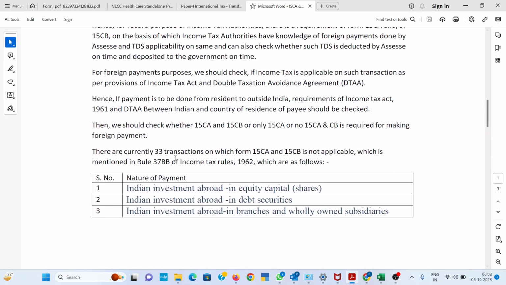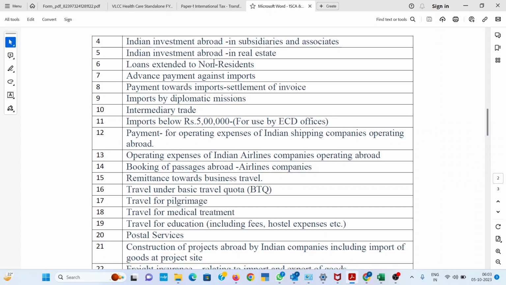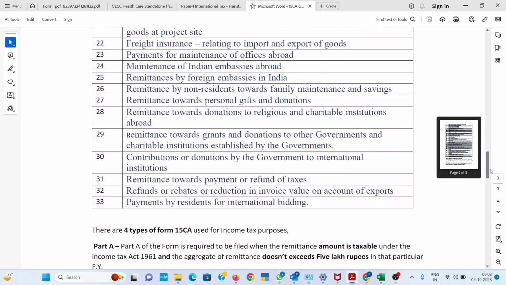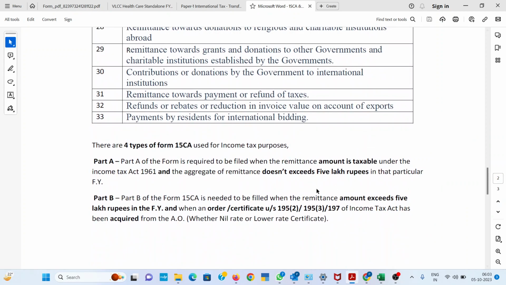These are the 33 transactions under Rule 37BB of the Income Tax Rules for which 15CA/CB is not applicable. Some of these are Indian investment abroad in equity shares, debt, securities, and some like medical treatment, if you are giving a loan to a non-resident, travel for medical treatment, postal services, travel for education. So these are a list for which no 15CA/CB is required. And in case 15CA is required, Form 15CB is required.